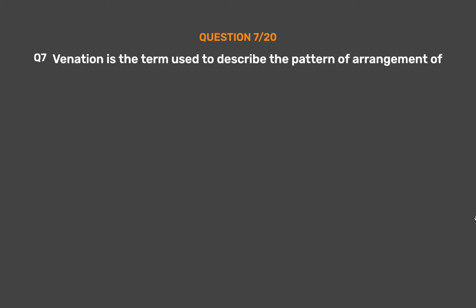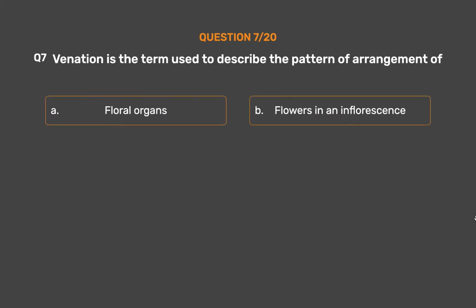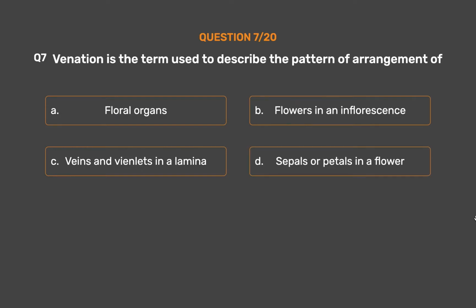Question number 7. Venation is the term used to describe the pattern of arrangement of Option A. Floral organs. Option B. Flowers in an inflorescence. Option C. Veins and veinlets in a lamina. Option D. Sepals or petals in a flower.